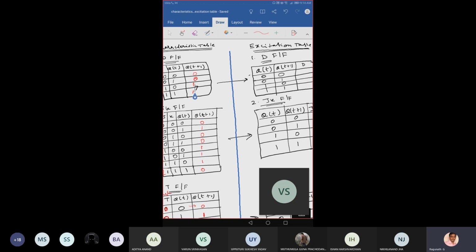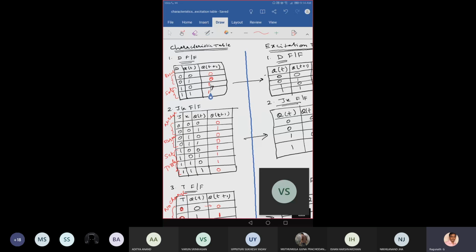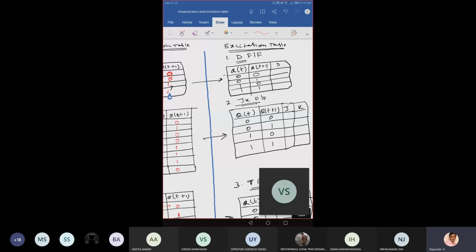For filling the excitation table, you have to refer to the characteristic table. Check the places where Q of T and Q of T plus 1 are both 0 0 in the characteristic table. In how many combinations is it giving 0 0? One place. What is the corresponding D value? That is 0. So this 0 you should take here.